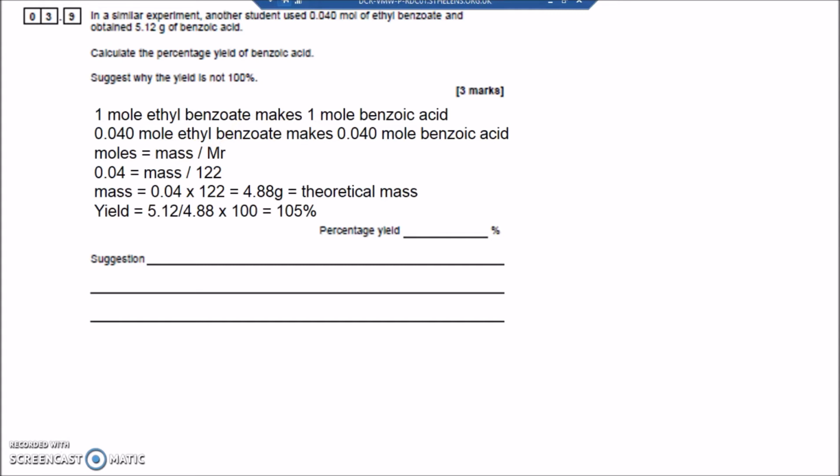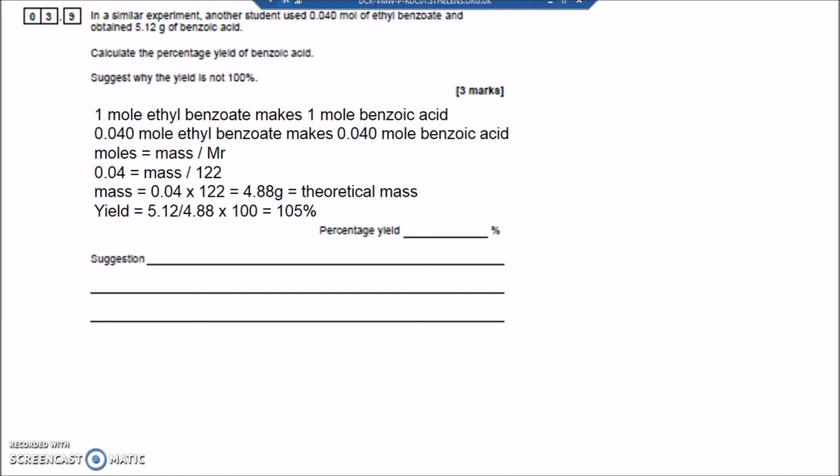Moles equals mass over MR. So I can work out the MR of benzoic acid. I can work that out because I've got the formula of it in the original part of the question, and it will come out as 122. So moles equals mass divided by 122. Mass equals 0.04 times 122, which is 4.88 grams. Now that's the amount that I could make theoretically if I'd got 100%.